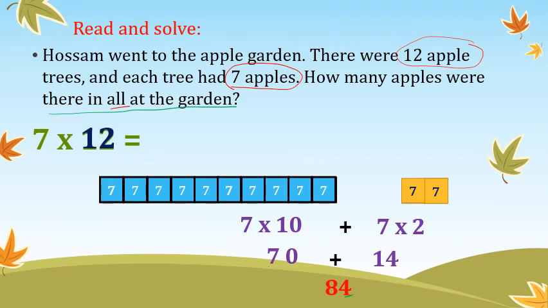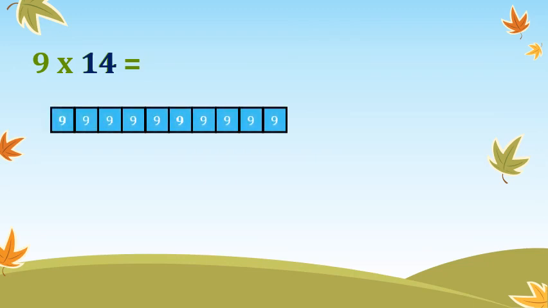Okay. Let's see another problem. 9 times 14. I can't solve 9 times 14, so I'm going to divide the 14. These are 1, 2, 3, 4, 5, 6, 7, 8, 9, 10. So the 9 is repeated 10 times. These are 10 nines. And how many do I have left from the 14? 4. So 1, 2, 3, 4. So these are 10 and these are 4. So I broke down the 14 into 10 and 4.